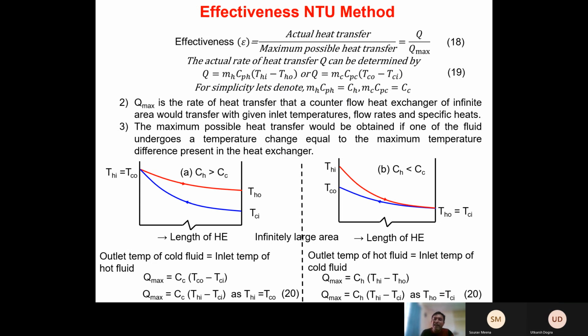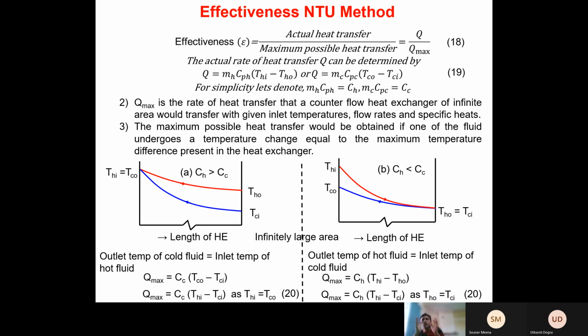Yes, sir. If I use a heat transfer area which is infinite, that means I am allowing an infinite amount of time and area to the heat exchanger to exchange the heat between the cold and the hot fluid. That means all the resistances I have eliminated from a theoretical point of view. Correct. So in that case, whatever heat transfer I get is nothing but Qmax.